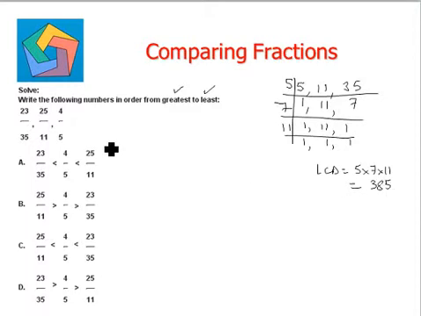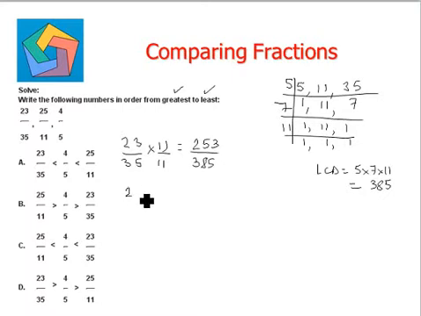Now we'll take the first fraction, that is 23 over 35. Now to make the denominator 385, we'll multiply and divide the full fraction by 11, that is the factor. This is equal to 253 on the calculator divided by 385. This is the first equivalent fraction.